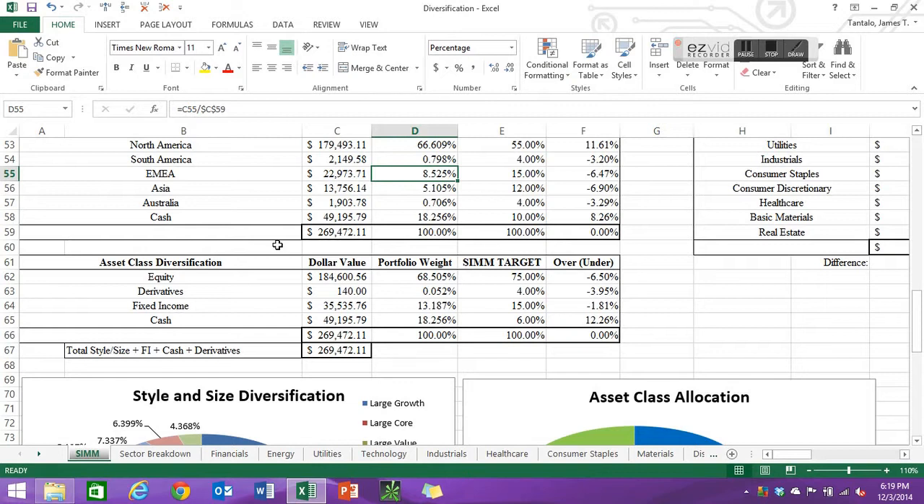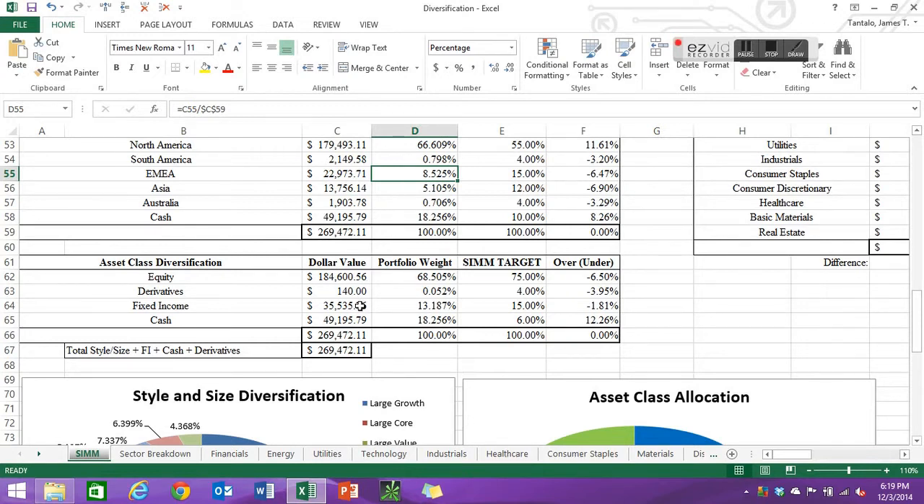ETFs also are in the equity section, excuse me. Our options, our puts, and our calls are going to go under derivatives, and that's always very, very low percentage of our portfolio. It's under 0.1% right now, with only $140 out of $270,000. And then lastly is fixed income, and that's the bulk of our fixed income. Actually, all of our fixed income is in ETFs.